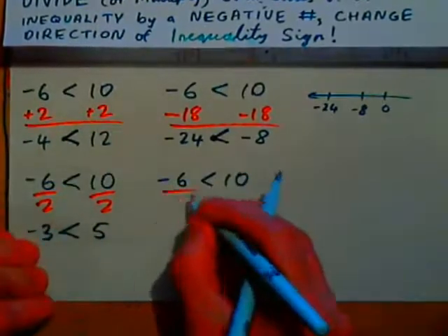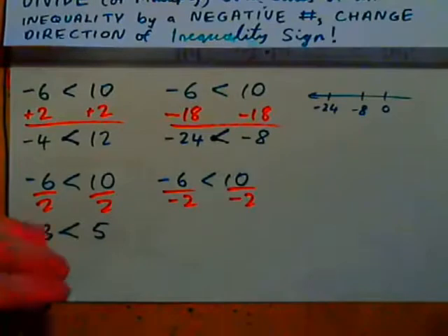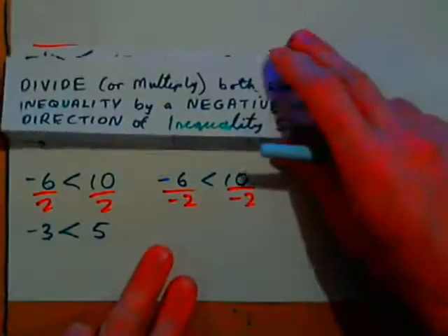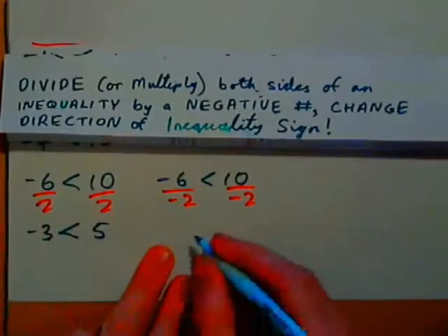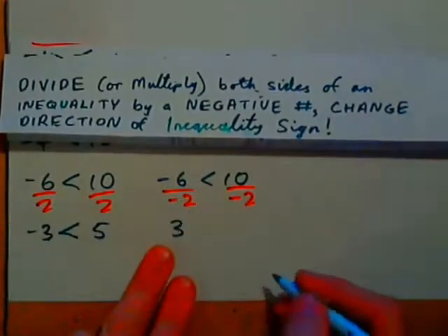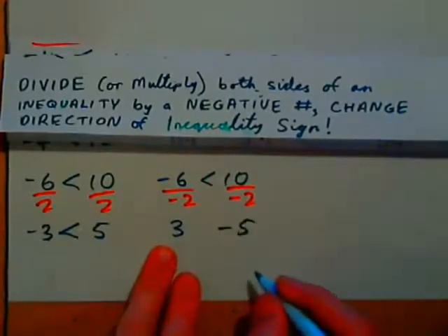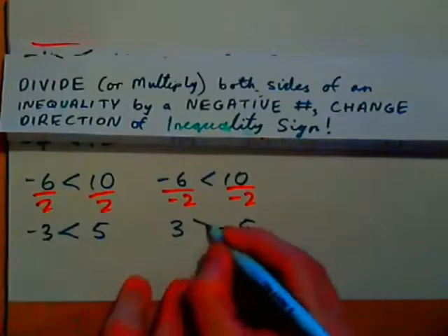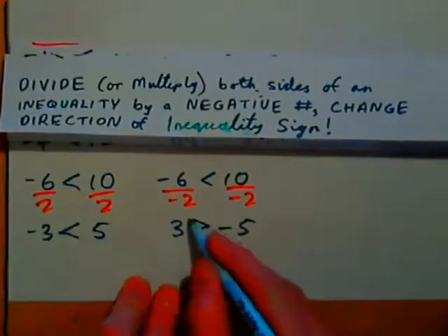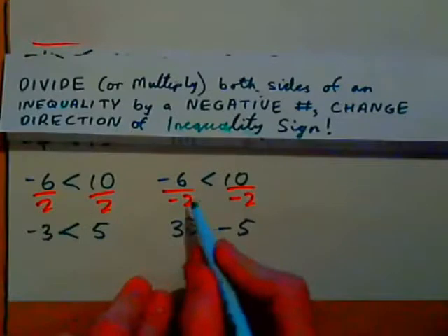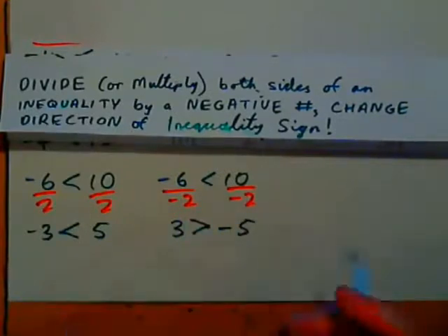Negative 6 is less than 10. Now, divide both sides by negative 2. Write down what you have and where the sign should go. What way should the sign go in this case? Negative 6 over negative 2 is positive 3. Negative over negative, positive. Positive over negative is negative, so 10 over negative 2 is negative 5. Now which way should the sign go? This way, right? Because negative 5 is lesser than 3. It's less than. Or 3 is greater than negative 5. So when we divide both sides by a negative number, we need to change the direction of the inequality, okay?